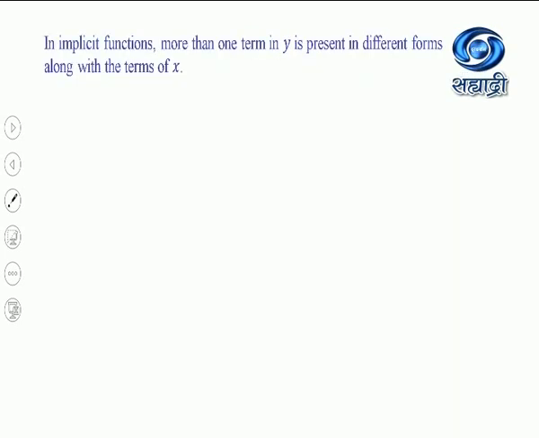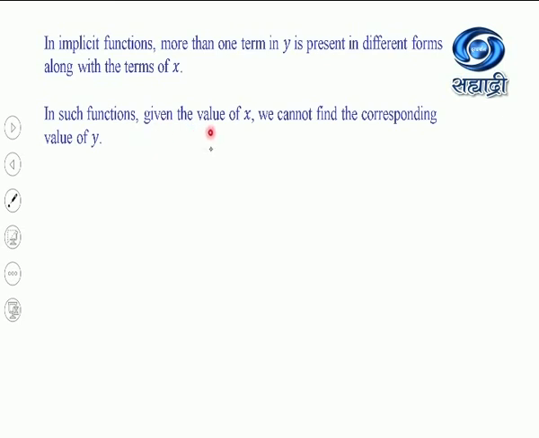So we say that in implicit functions, more than one term in y is present in different forms along with the terms of x. That means in such functions, given the value of x, we cannot find the corresponding value of y. In an explicit function, we can find the value of y when the value of x is given. In an implicit function, that is impossible.